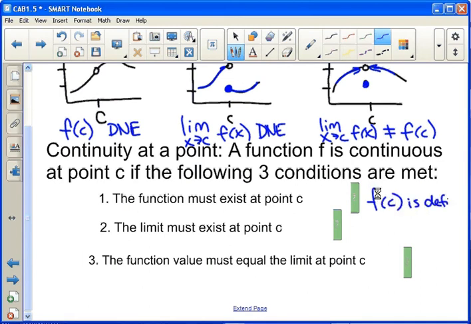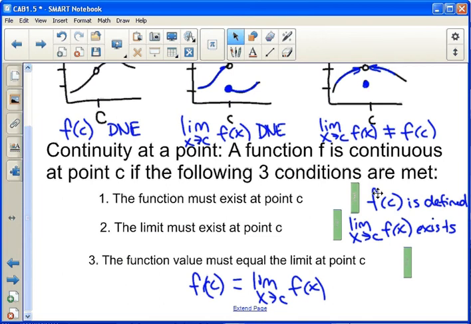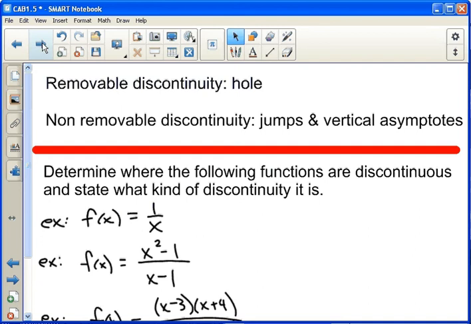That would be okay. Number 2, you would say the limit as x approaches c of f of x exists. And finally, that the function value must be equal to the limit at that same point. So whether you want to memorize the black things that's typed out, that's kind of just the English way of saying it, or you want to memorize the blue that I just wrote, that's the more math way to communicate it. Either way is fine. The point is that you understand these three requirements. Now we want to talk about the different types of discontinuities.